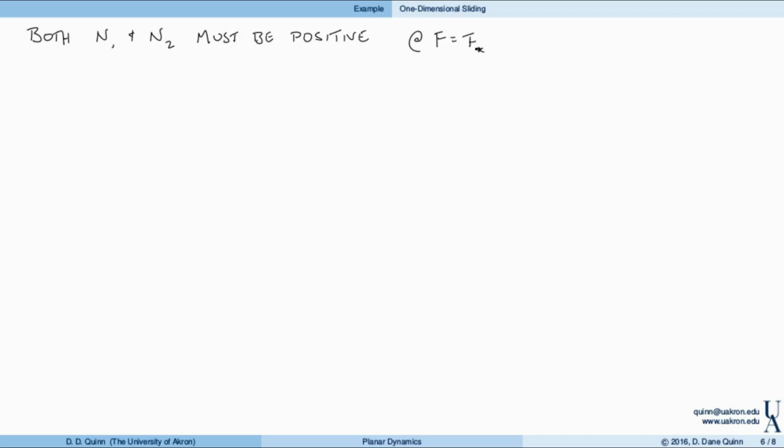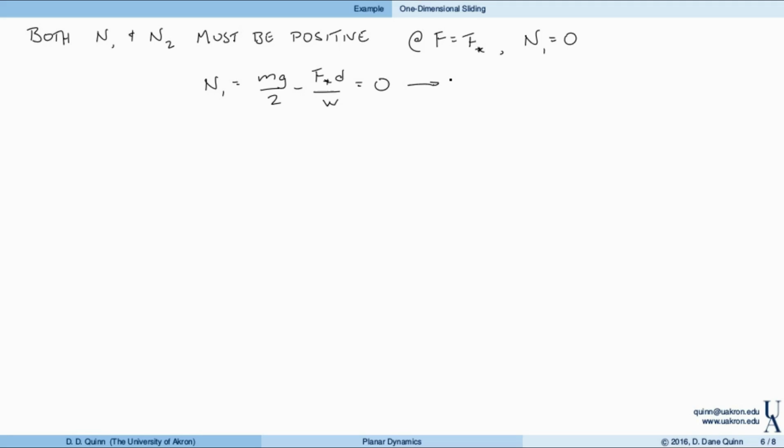So at F equals F star, a specific value of the force, let's look for the case where N1 is equal to 0. At that force value, the block begins to tip. N1, remember, was mg over 2 minus F star times d divided by W. This N1 equal to 0 is our tipping condition.